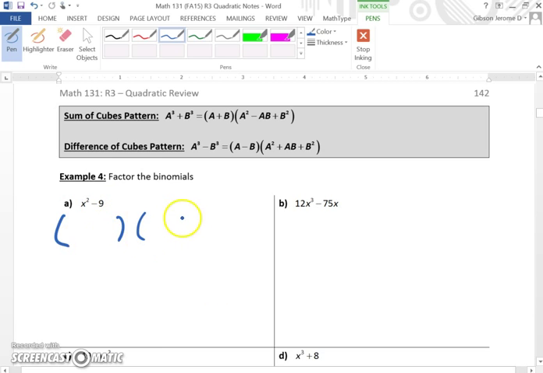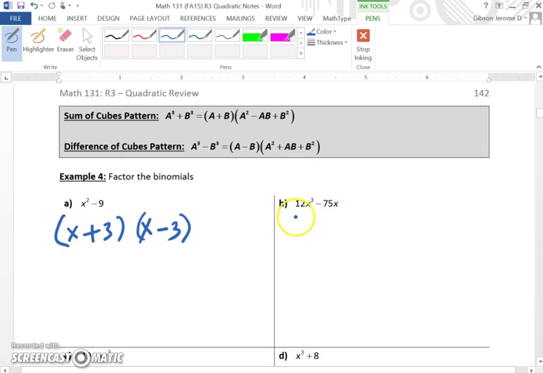Now, here we have the difference of two squares. We know with the difference of two squares, we have two parentheses. One to have an addition sign, one to have a subtraction sign. We would take the square root of x squared, which is x. So x would go in both parentheses. Square root of 9 is 3. 3 would go into both parentheses, and you're done. That's the difference of two squares.